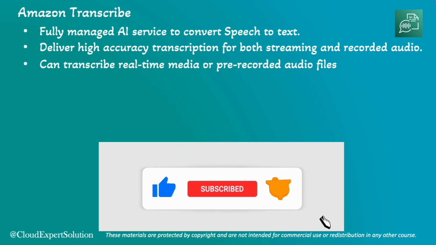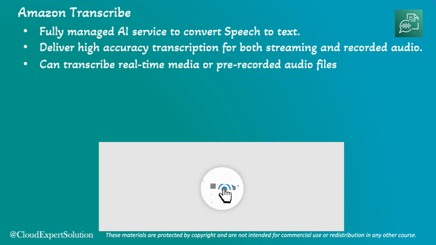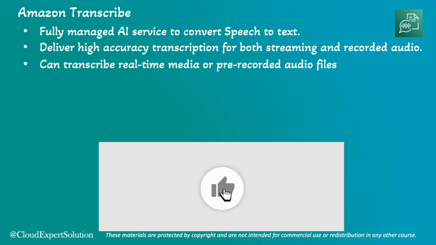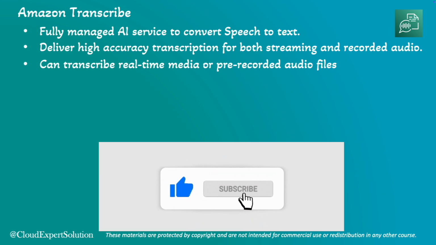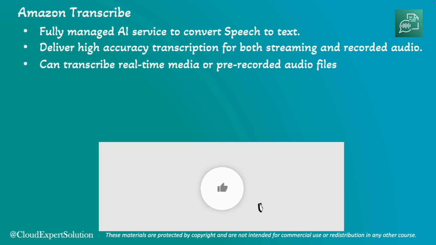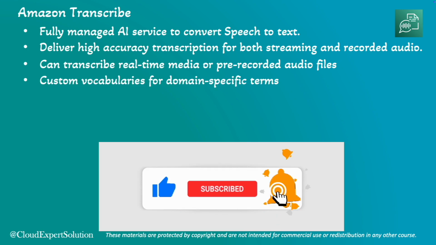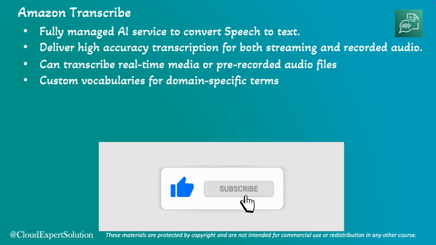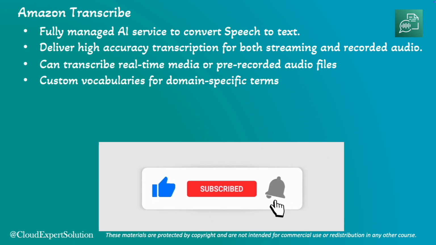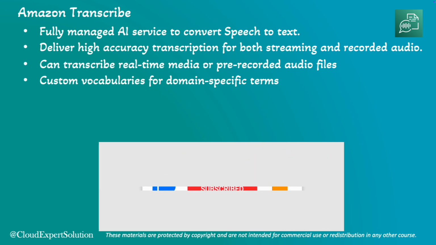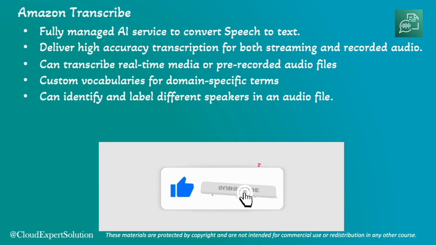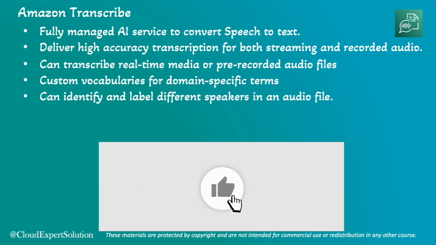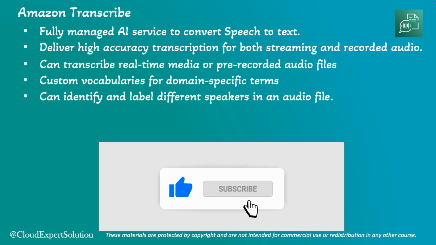Amazon Transcribe can process both live audio streams and pre-recorded audio files stored in Amazon S3. This flexibility allows you to transcribe real-time conversations or analyze past recordings. Using Amazon Transcribe, you can create custom vocabularies to improve transcription accuracy for domain-specific terms such as industry jargons, product names, or even acronyms. Amazon Transcribe can identify and label different speakers in an audio file, which is useful for transcribing meetings, interviews, and call center recordings.